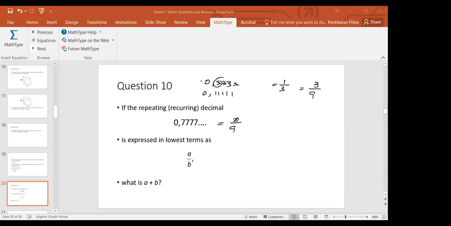So a will have to be 7 and b will have to be 9. So a plus b is 7 plus 9. So the answer to this question is 16. Now, the interesting thing here is these recurring decimals. I'll just digress a little bit.